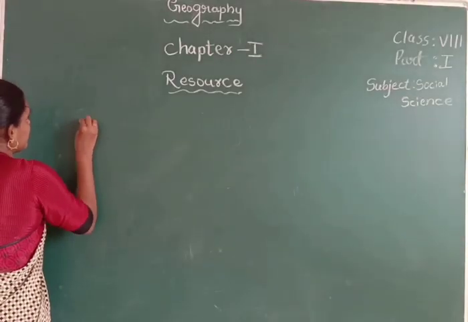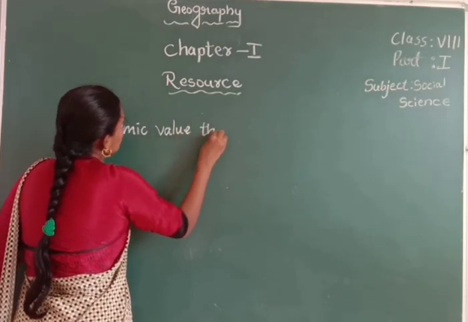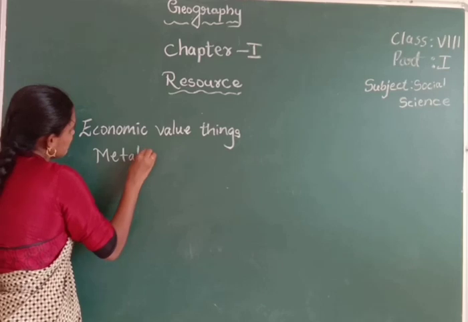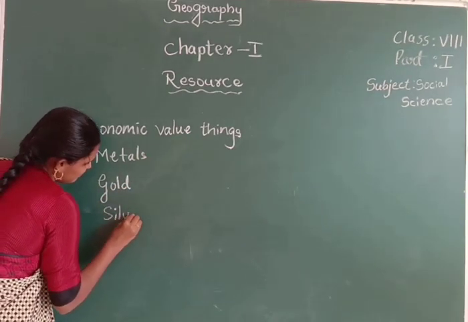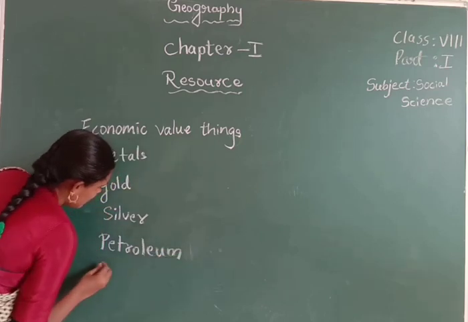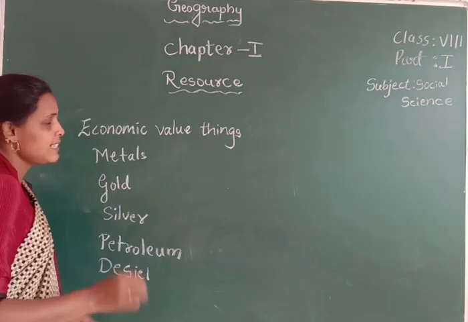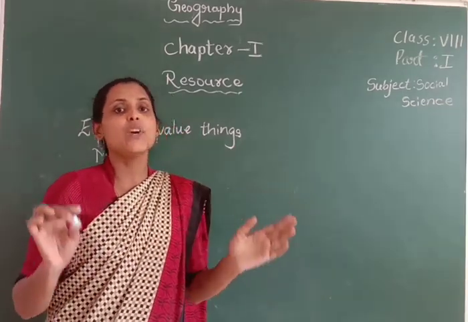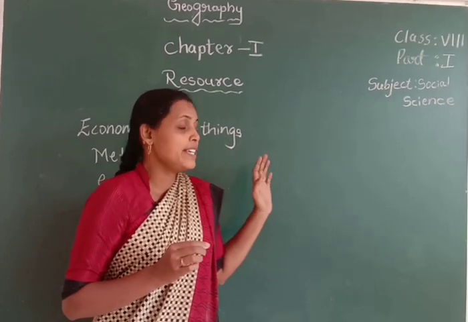So, economic values. Economic value things. Well, things like metals are there. Then along with the metals, gold, then silver, petroleum, diesel. So these are some important resources which have an economic value. But a beautiful landscape does not have an economic value. Okay children, so I hope the concept is clear here.